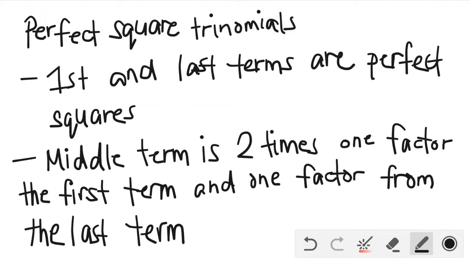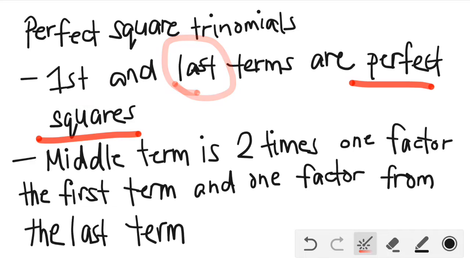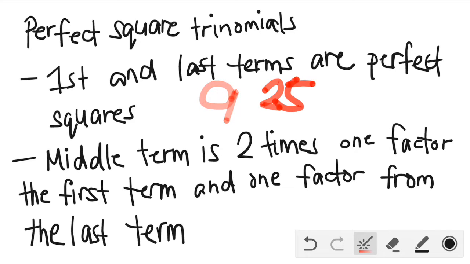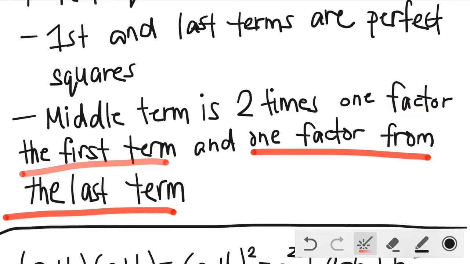In order to factor perfect square trinomials, you must make sure that the first and last terms are perfect squares, such as numbers like 4, 9, 25, and so on. At the same time, the middle term is 2 times one factor from the first term and one factor from the last term. So let's see what these mean.